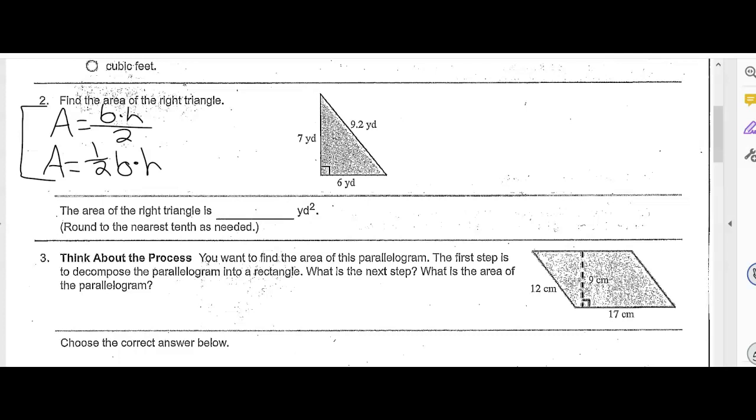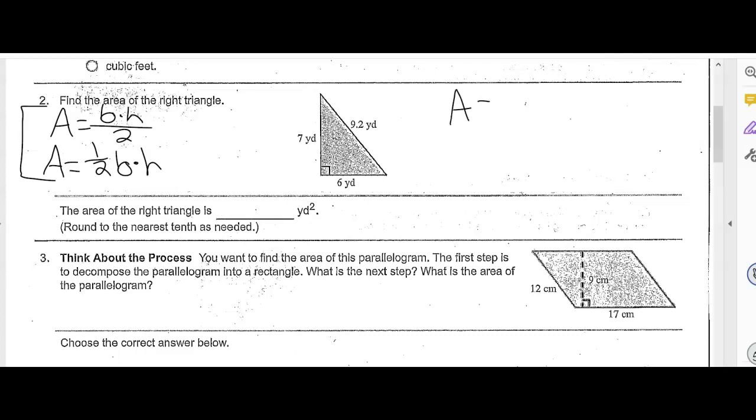Perfect. Okay? If we duplicate this triangle, we create two identical ones, we will create a rectangle. Okay? To find the area of a rectangle, you do the base times the height. Again, there's two identical triangles. We only want one of them, so we divide it by 2 or multiply it by 1/2. That's what you need to know about triangles. Okay? How you get to that formula.